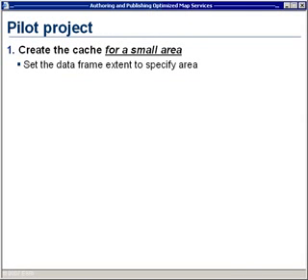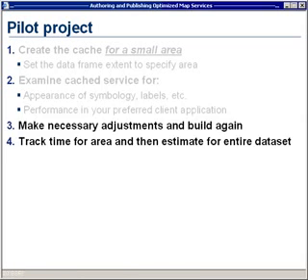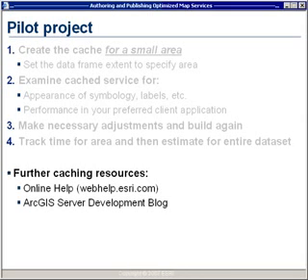So about that pilot project. Create a cache for a small area of your data first. You can specify this area using the data frame extent setting I spoke of a few moments ago. Examine the cache for the appearance of your symbology, labels, and performance in your preferred client application. Make any necessary adjustments and rebuild that small area. Track the time for generating it, and that way you will be able to estimate the time and storage space for the entire data set.